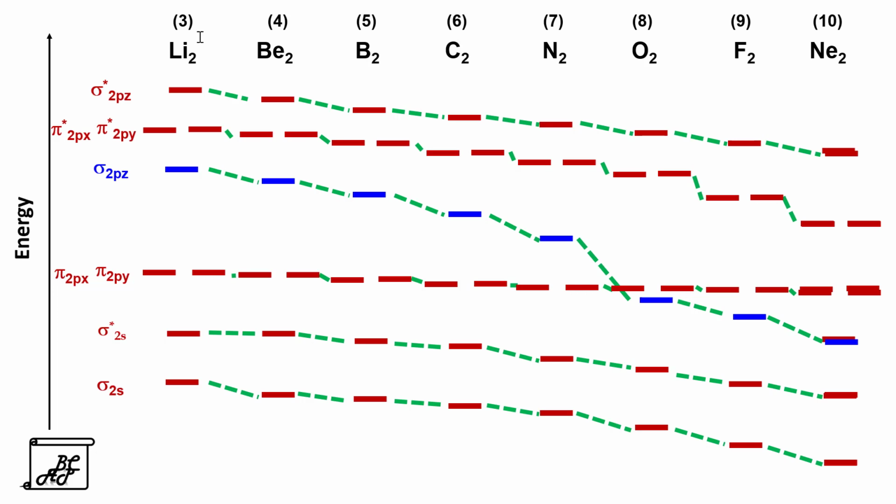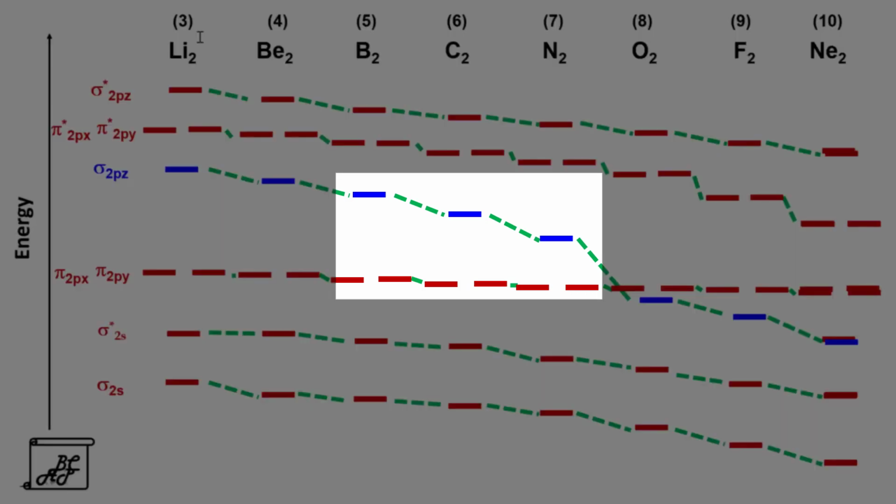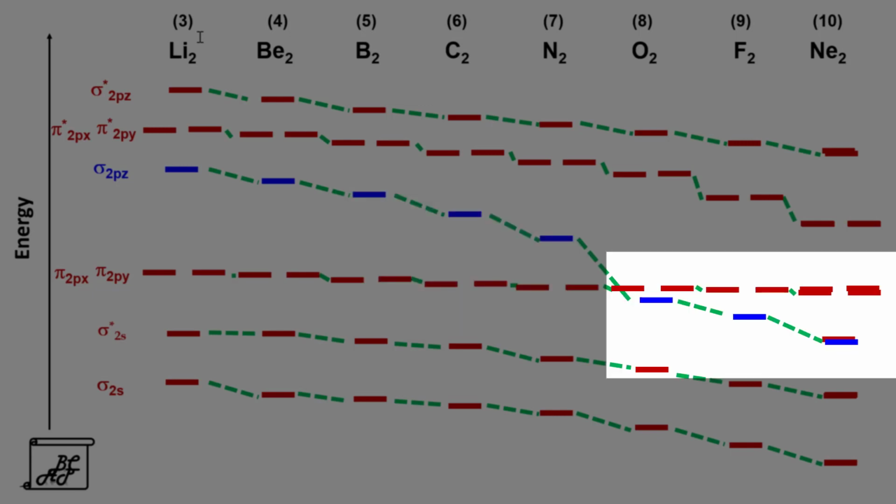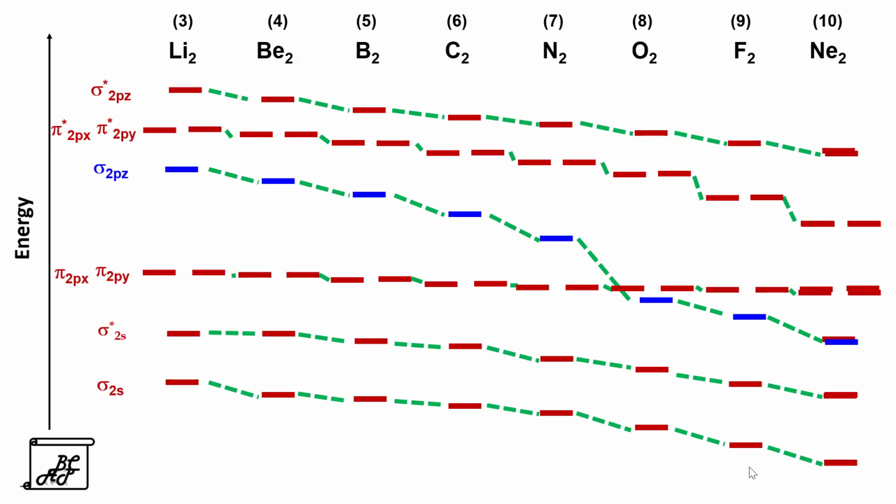So when we apply the molecular orbital theory to boron, carbon and nitrogen and that of oxygen, fluorine and neon, the energy level in case of boron, carbon and nitrogen is sigma 2pz is above that of pi 2px and pi 2py, whereas in case of oxygen, fluorine and neon, the energy of the sigma 2pz is below that of pi 2px and pi 2py. Now let's apply molecular orbital theory to oxygen molecule.